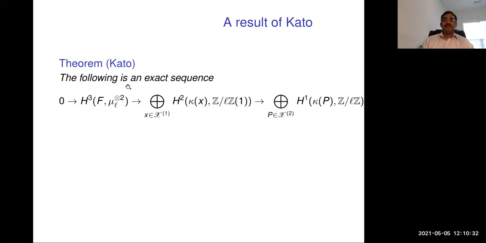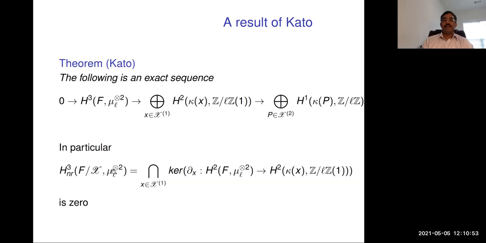And then Kato proved the following is an exact sequence. From H^3 to the direct sum of H^2s over codimension 1 points, this is the residue map. And each κ(x) is a global field, so we have the residue maps to the H^1 of κ(P). So take this direct sum. This is an exact sequence. In particular, if you look at H^3_nr, the unramified cohomology, which is precisely the intersection of all these kernels, this is 0. The unramified cohomology is 0.